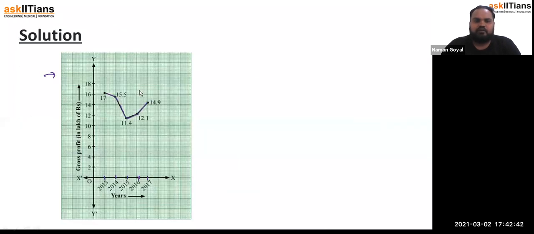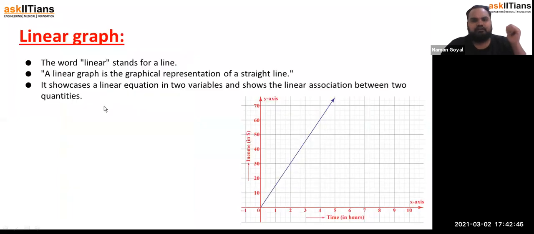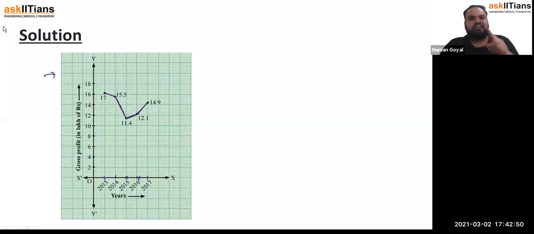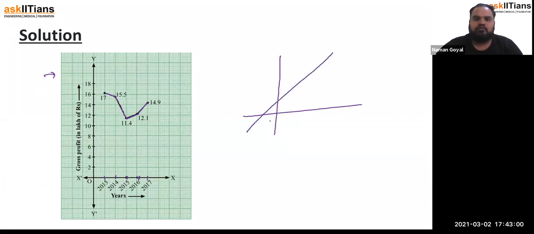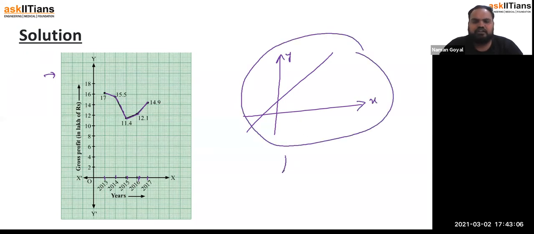So this is the line graph. Now in this line graph, we got so many lines. So what is the difference from a linear graph? If we got only one straight line for a particular graph, then that graph is known as a linear graph. For example, if I draw the graph like this, there is only one straight line. This is the y-axis, this is the x-axis. So this graph is known as a linear graph.